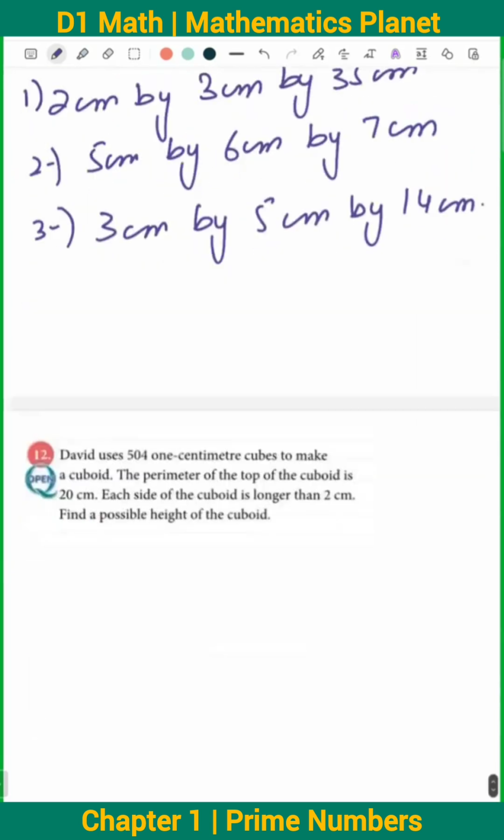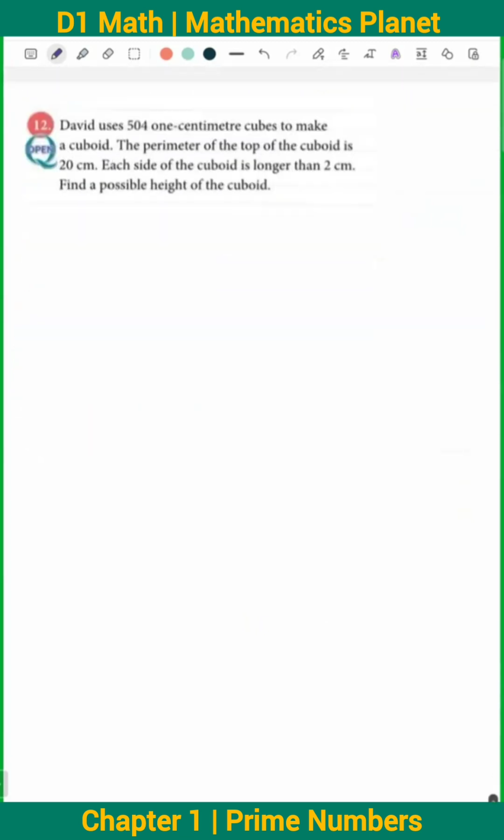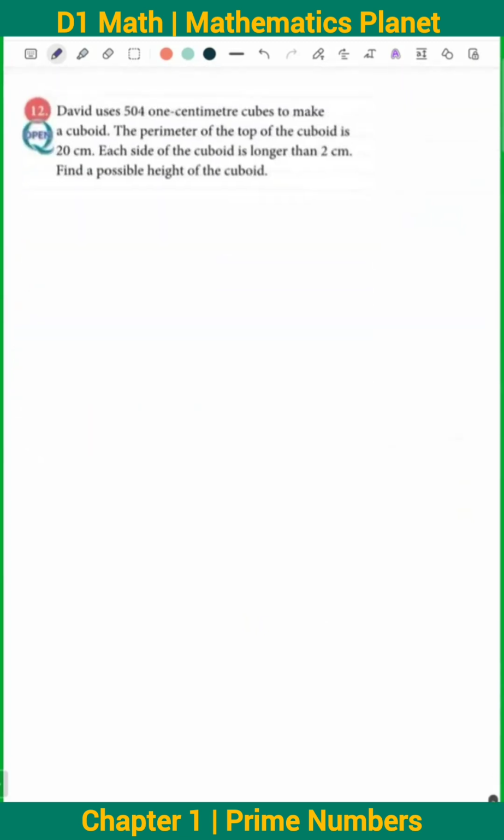Coming to the last question. The last two questions are a bit of the advanced level, but I hope you are understanding them. Okay. So David uses 504 centimeter cubes to make a cuboid. The perimeter of the top of the cuboid is 20 centimeter. Each side of the cuboid is longer than 2 centimeter. Find the possible height of the cuboid.